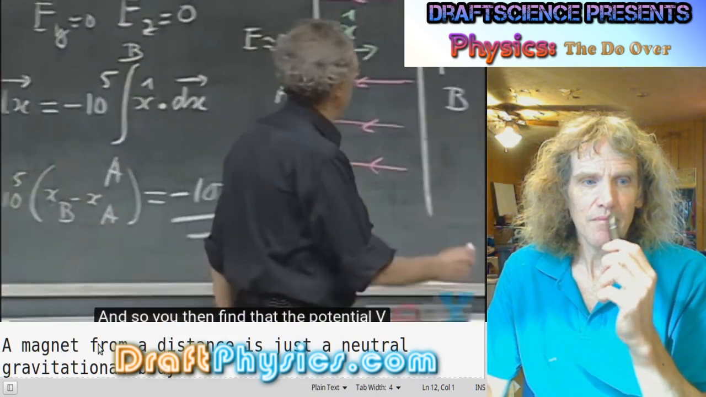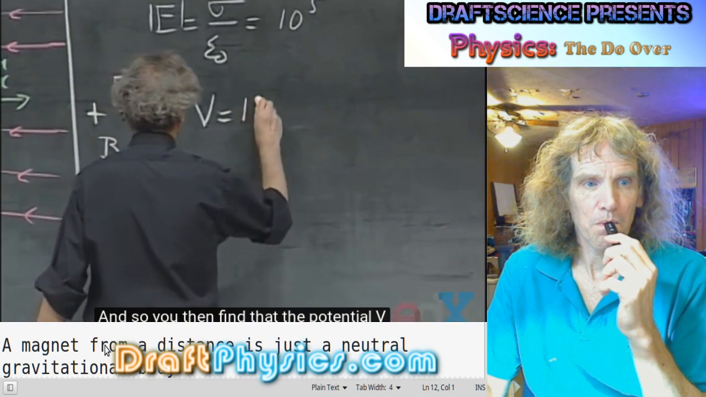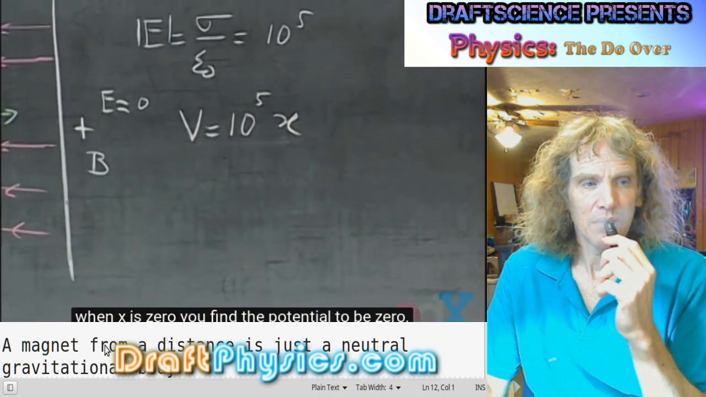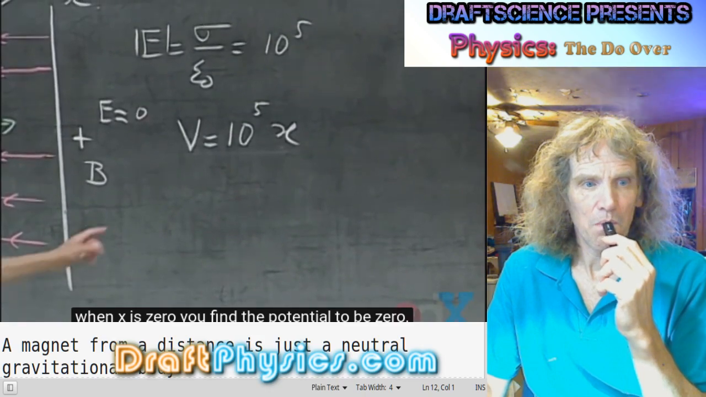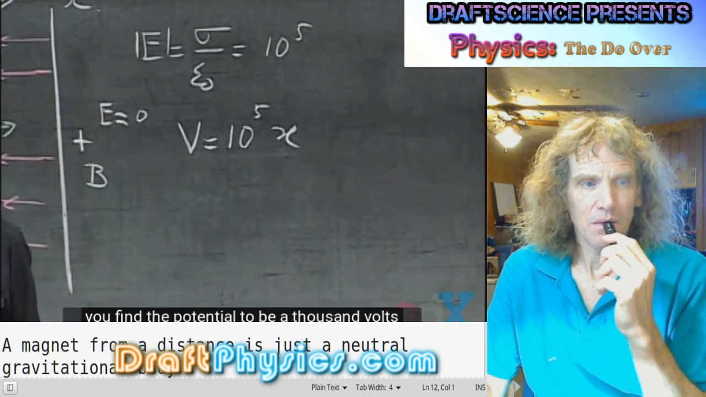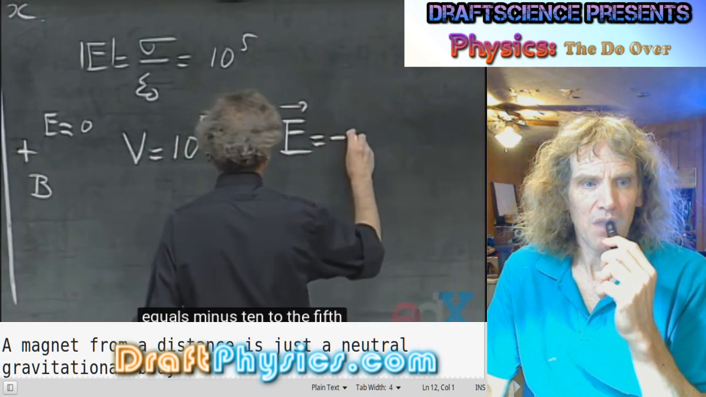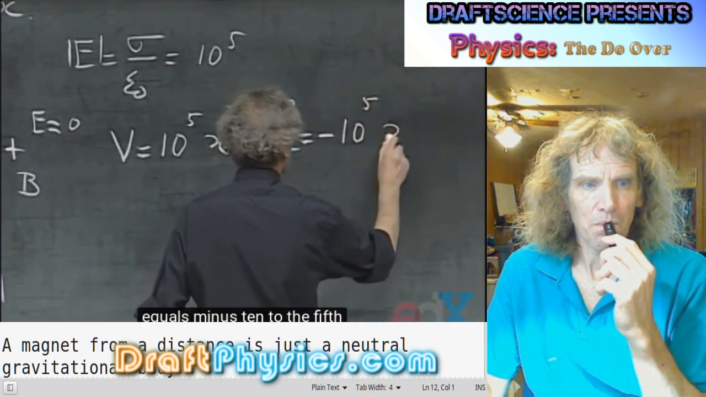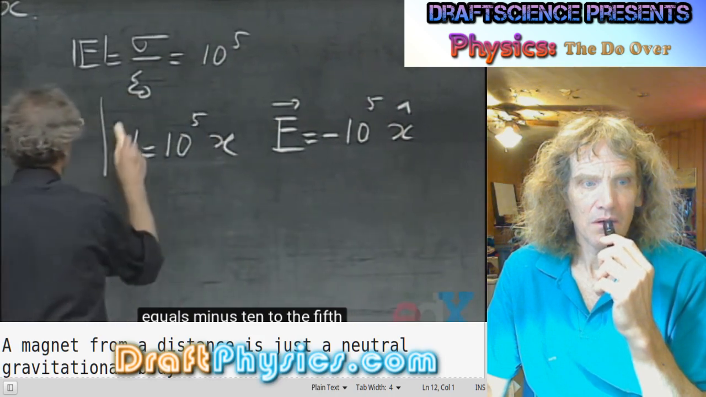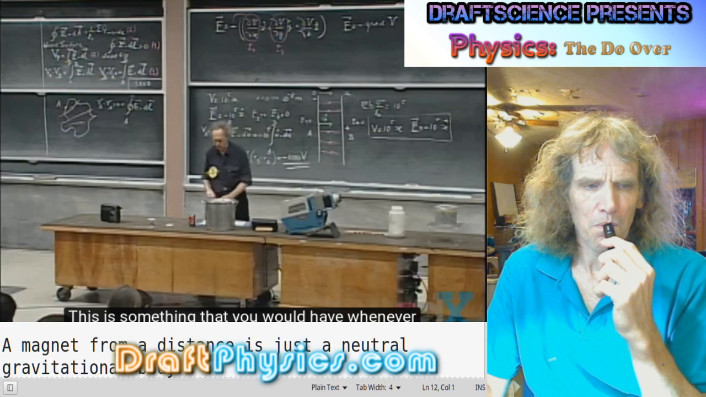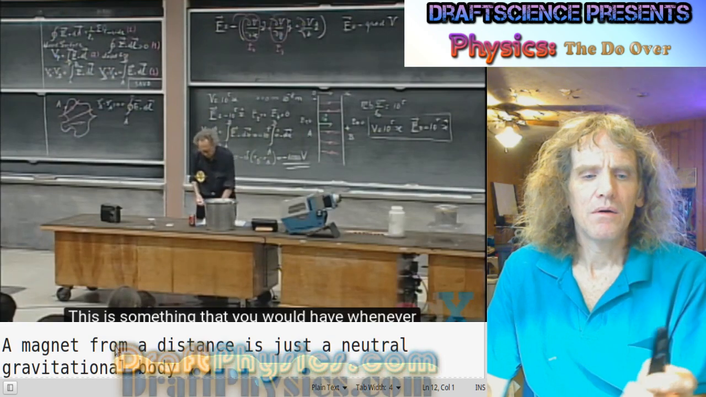You find that the potential V is then simply 10 to the 5th times x. When x is 0, you find the potential to be 0. And when x is 1 centimeter, you find the potential to be 1,000 volts. And that then goes together with the electric field equals minus 10 to the 5th in this direction. And so this is extremely physical. This is something that you would have whenever we deal with parallel plates.